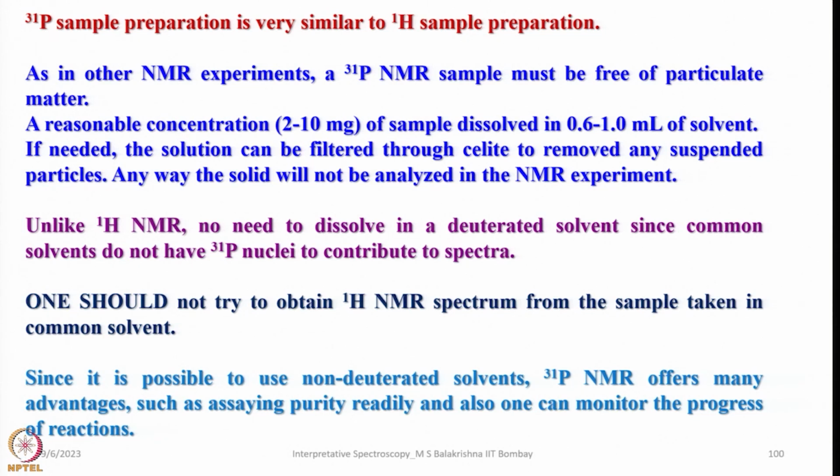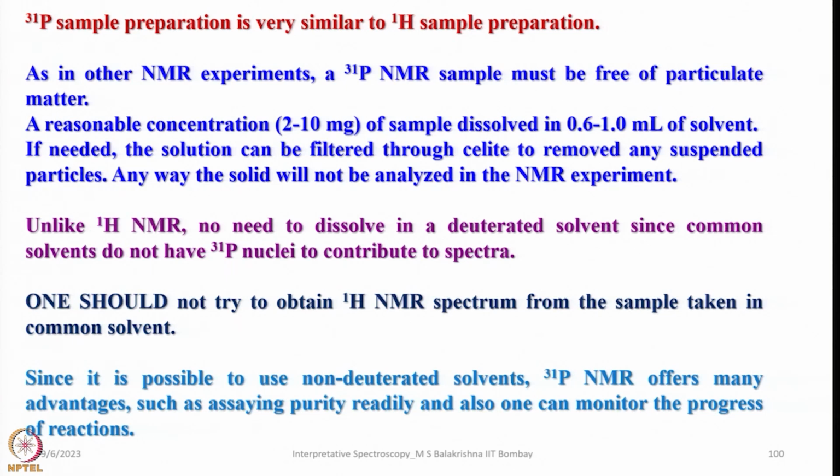Unlike 1H NMR, there is no need to dissolve in a deuterated solvent, since common solvents do not have 31P nuclei to contribute to the spectra. So that is the major advantage here. Most of the deuterated solvents are very expensive, and we are also not using an internal standard. We are using an external standard, 85% phosphoric acid, taken in a capillary tube. That capillary tube can be inserted into the NMR tube, and you can also do external locking, so we can use any solvent without any problem. That saves a lot of money. So from that point of view, phosphorus NMR is much simpler, easier and more economical.